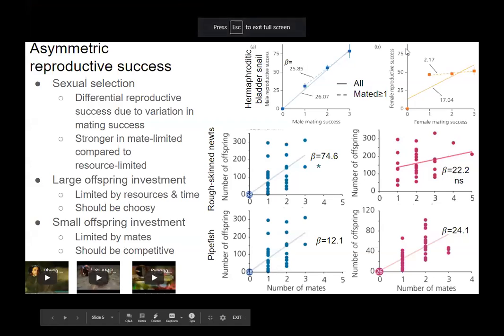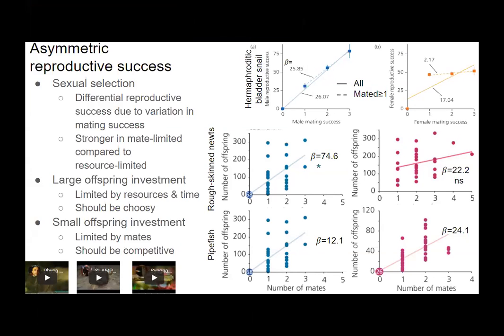So the first example is this hermaphroditic bladder snail that we just saw a clip of. This bladder snail is hermaphroditic, so it can reproduce via sperm or via egg. This study used the same snails, but they saw that there wasn't a trade-off between the amount of sperm that you produced or the number of eggs that you produced. So there's not that trade-off here, but what we're really looking at is the relationship between your number of mates and your reproductive success, your fitness.